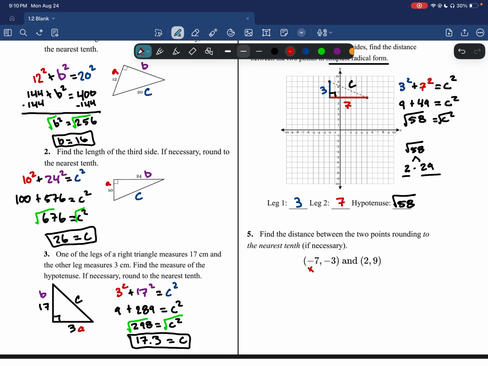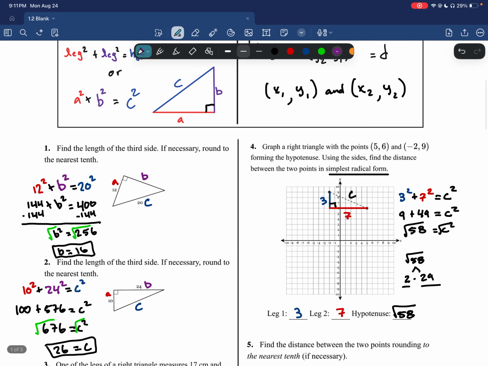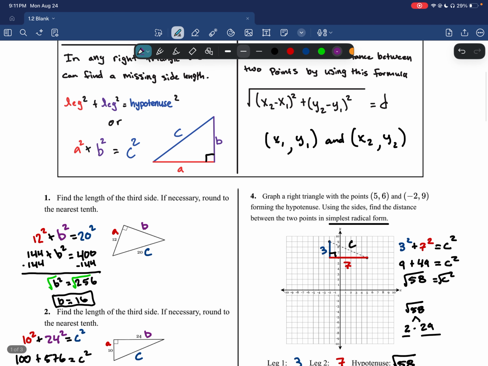So I'm going to call this x1. I'm going to call this y1, because that's the x and y for my first point. Then I'm going to call this x2, and I'm going to call this 9 y2, okay? So we got x1, y1, x2, y2. And now I just take these and plug them straight into this formula right here, okay?